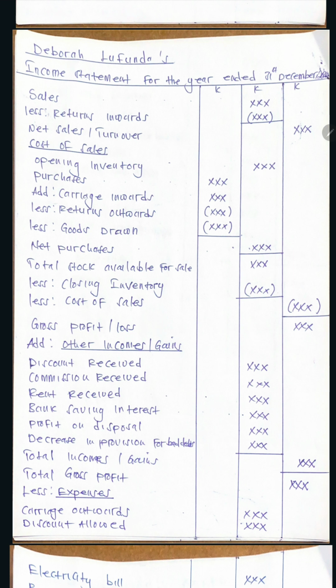We add the opening inventory, which you put in the middle column, always the middle column. Purchases: you check, do you have adjustments to purchases, like carriage inwards? Returns, purchases returns. Any goods drawn, the goods drawn in kind. If the owner of the business takes goods for personal use, we subtract from here. And then the figure you get will be your net purchases, you add it back to the opening stock. And then what you get here will be your total stock available for sale.